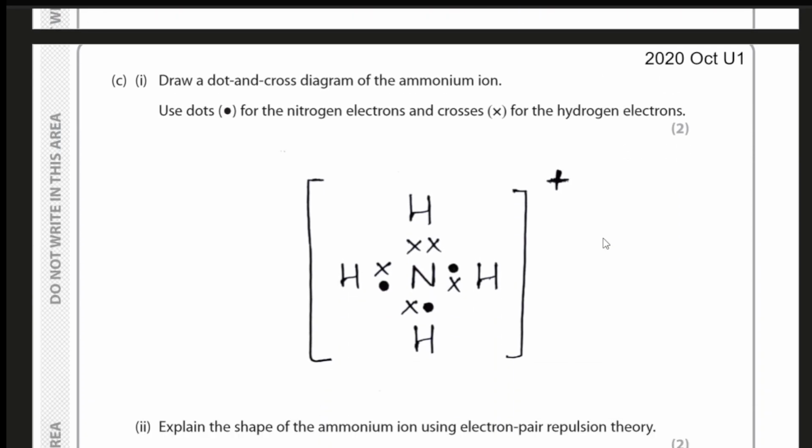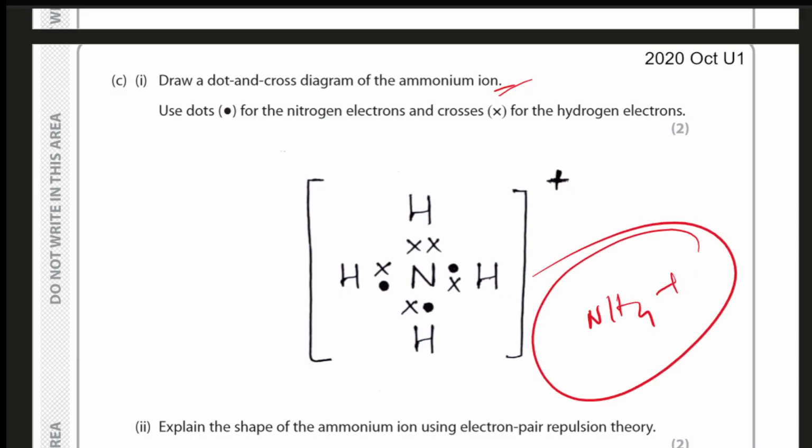All right, next, draw a dot and cross diagram of the ammonium ion. Now since it's an ion, obviously there will be a charge, so you draw the bracket, and since it's NH4 plus, it's going to be a positively charged ion. Because it contains one less electron, there's going to be a positive charge down there. So this is the answer.